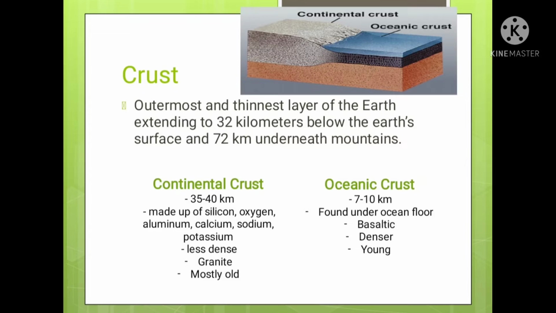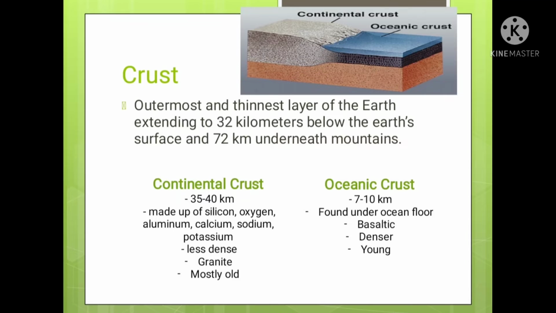So let's start with the first layer, which is the crust. The crust is the outermost and thinnest layer of the Earth, extending to 32 kilometers below the Earth's surface and 72 kilometers underneath mountains. There are two types of crust. The first one is the continental crust, and the second one is the oceanic crust.